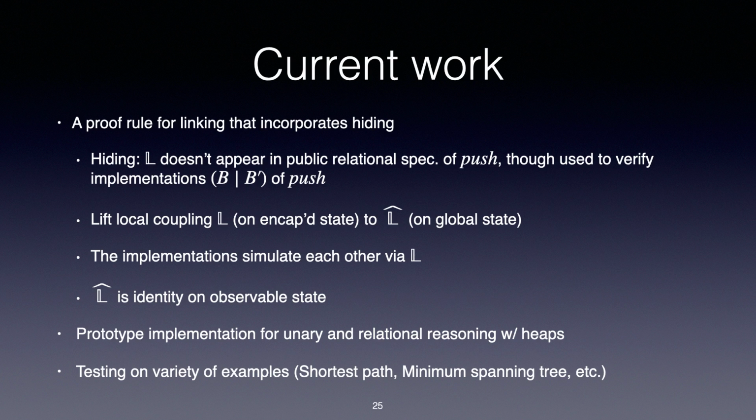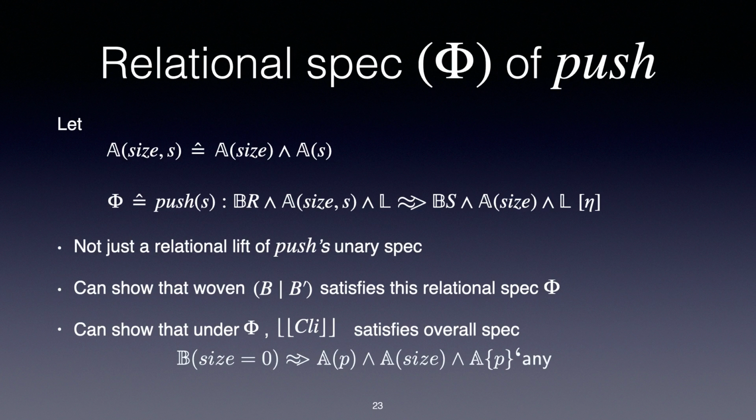Okay, so the current work that I've reported has a proof rule for linking that incorporates hiding. And what hiding means is that L, in this context, doesn't appear in the public relational spec of push, though it is used to verify the implementation B dash, B split B dash, of push. That is exactly what we saw on this slide, right? So to verify the implementation B dash, you need that push has the L conjoined to both pre and post.